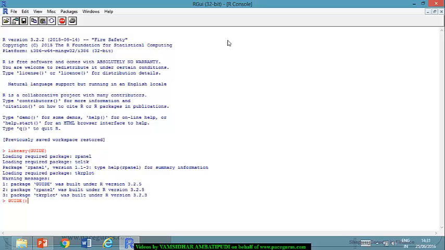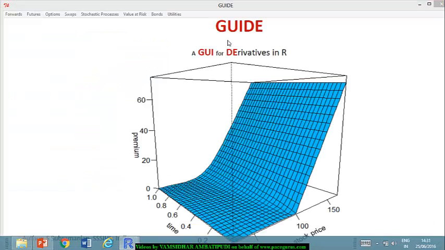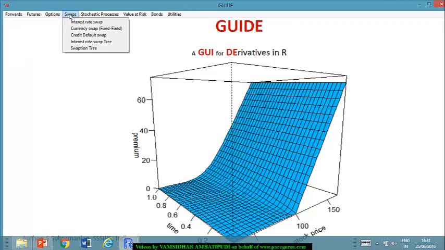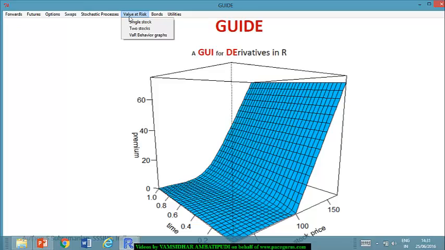So I'll just do a simple guide. This is a package which has a lot of user interface kind of stuff. So a lot of menu items. There are a lot of things associated with the forwards, futures, options, swaps. There's a lot associated with the stochastic processes, where we talk about the Brownian motion, arithmetic Brownian, geometric Brownian. We can compute the value at risk using the same.